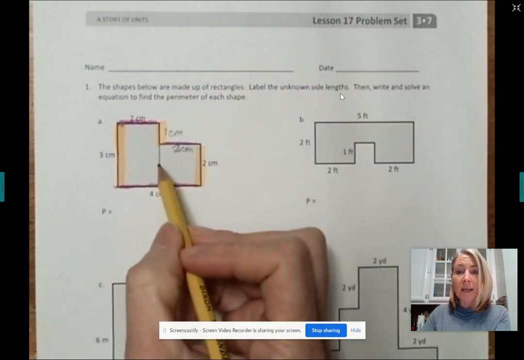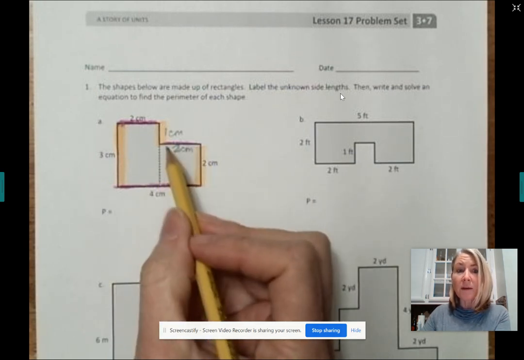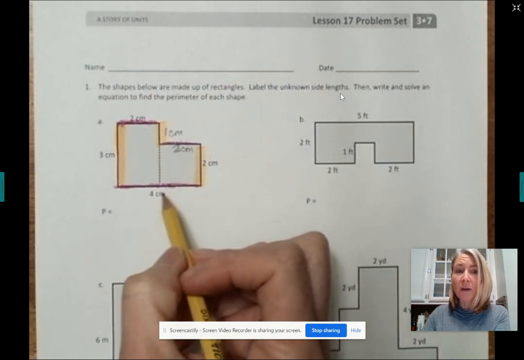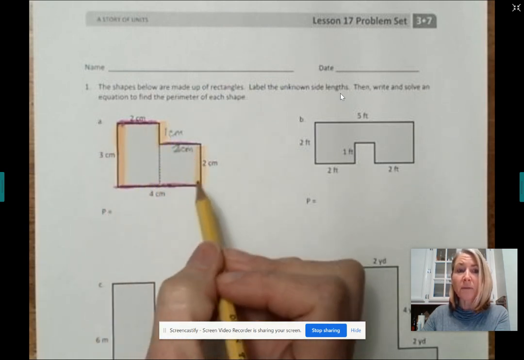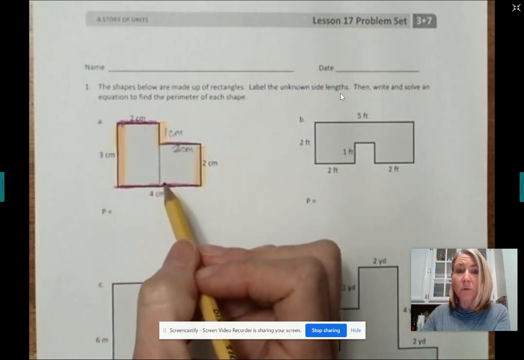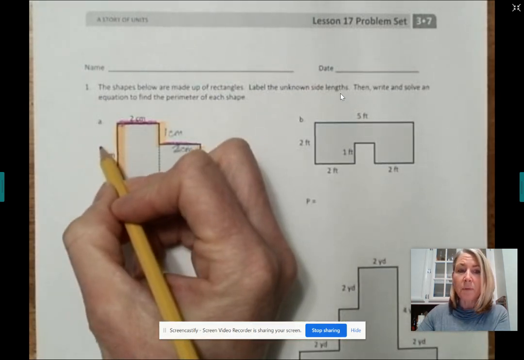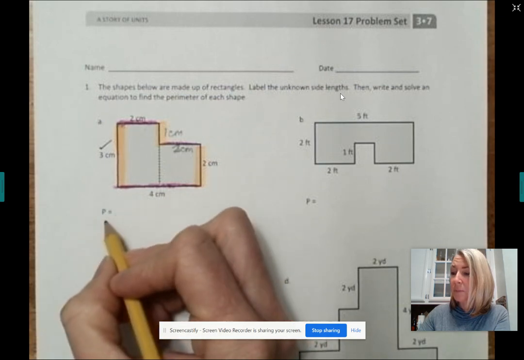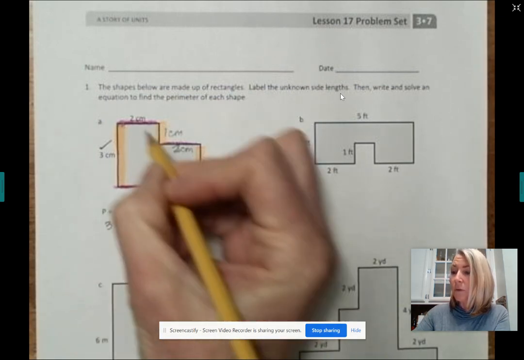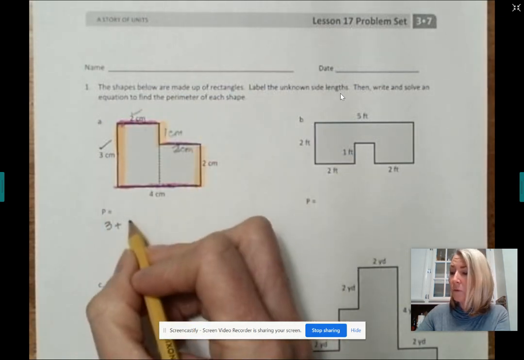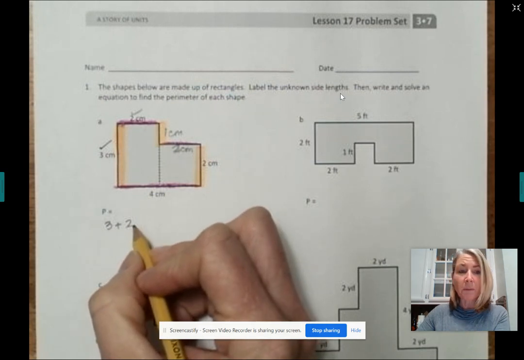Remember, we are not calculating area. So we are not going to be multiplying side lengths here. We are just going to check them off, list them out, and add up the whole thing. So I'm going to check them off and build my problem underneath this P because it's going to require a little bit of work and calculation. So I have a 3 plus a 2.